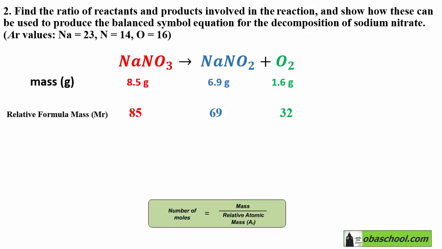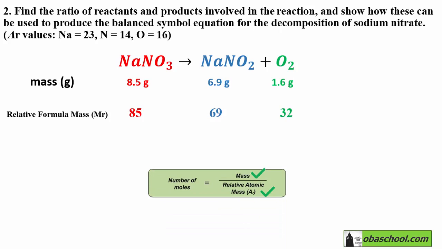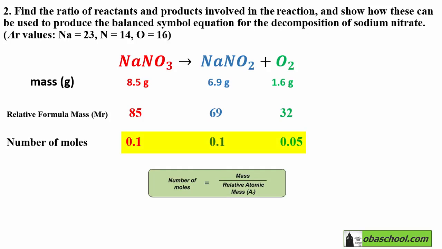So these are the relative formula masses of each reactant and the product. Now we have the mass and the relative formula mass. We can calculate the number of moles. How to calculate the number of moles? As the rule over here shows, we have to divide the mass by the relative formula mass. So in case of sodium nitrate, we will divide 8.5 by 85. So the number of moles will be 0.1 for sodium nitrate, 0.1 for sodium nitrite, and 0.05 for oxygen gas.